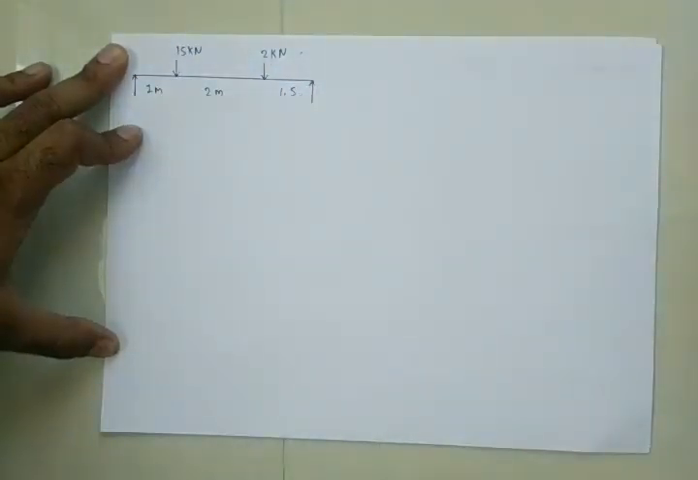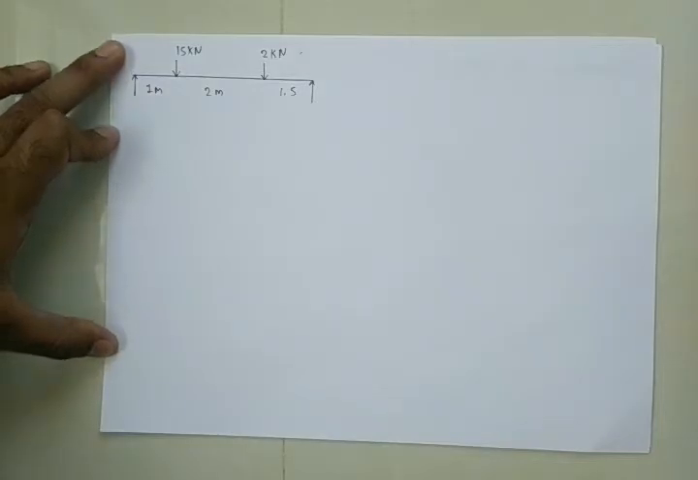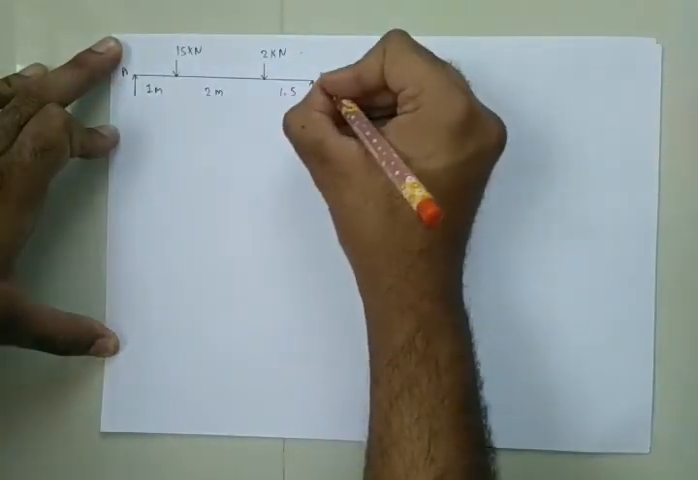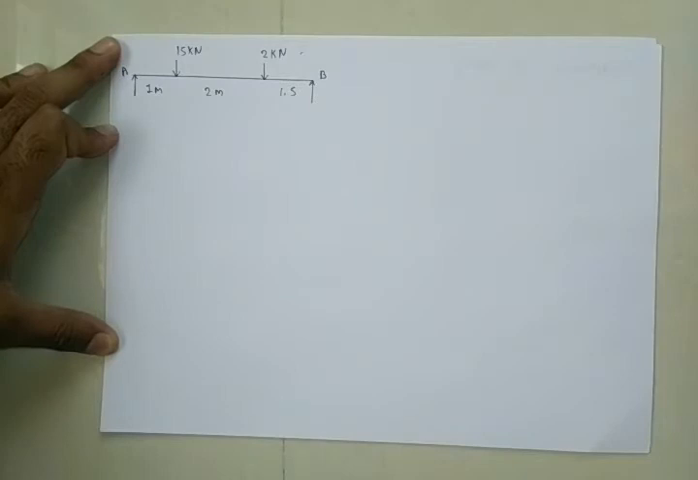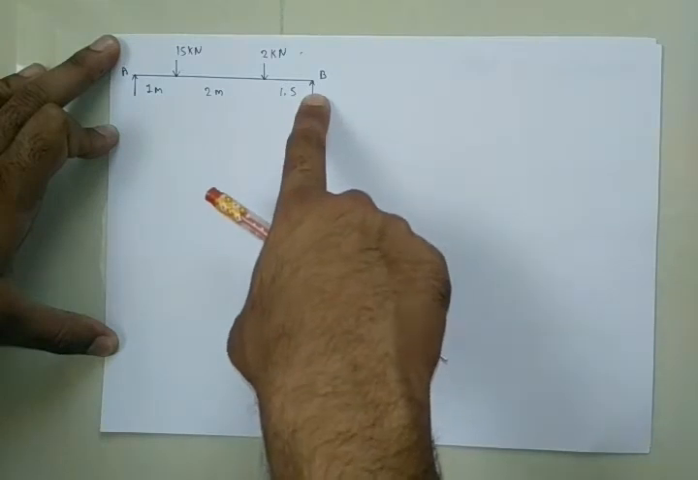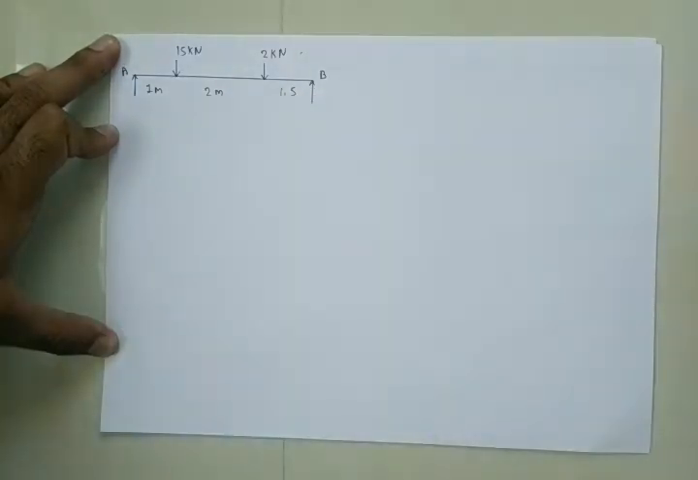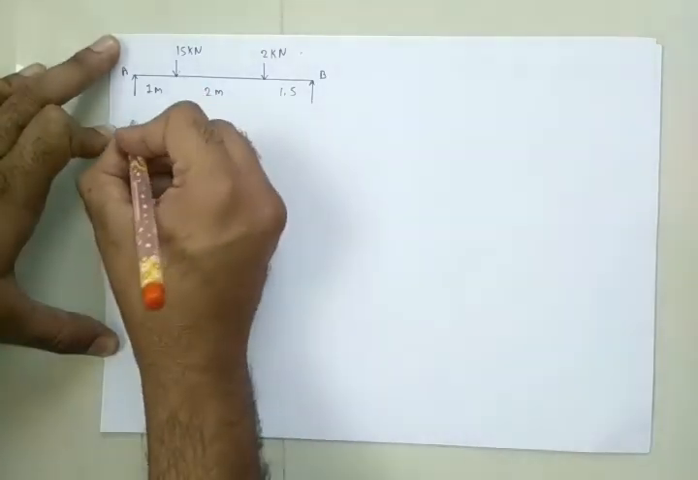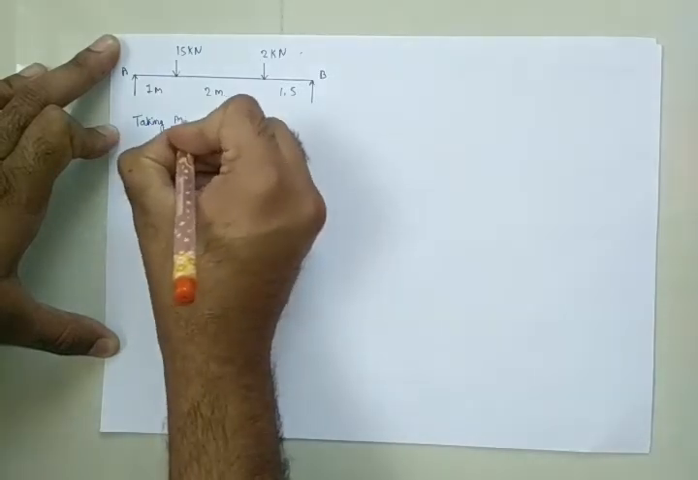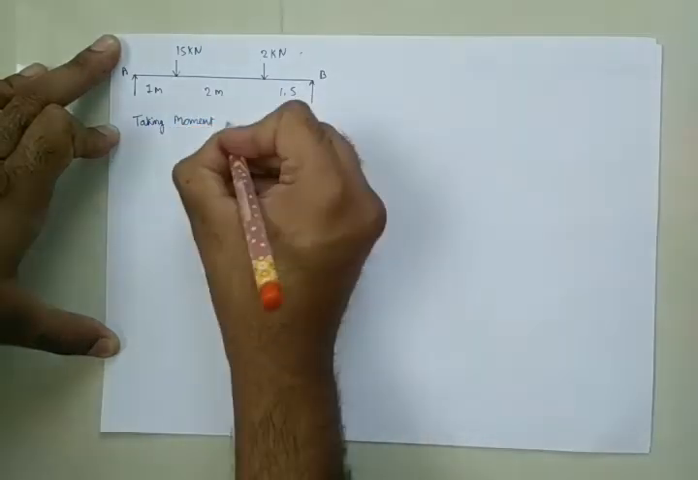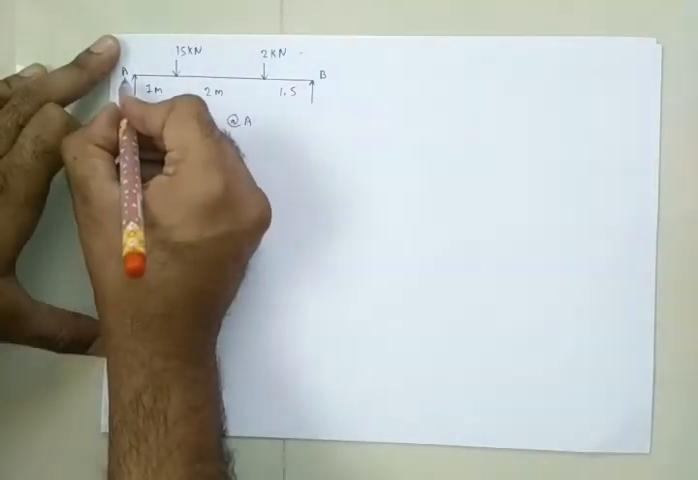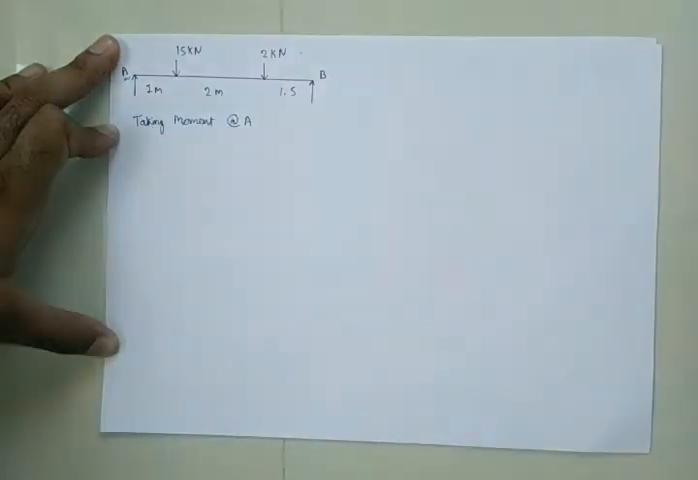Now my first step should be to decide from which point I'll take a reference to calculate a moment. It could be at point A and it could be at point B also. It doesn't make any difference. You can take a moment from point A, or you can take it from point B. But for this numerical, I am taking moment at A. So what does it mean? It means that I am taking A as my reference point.